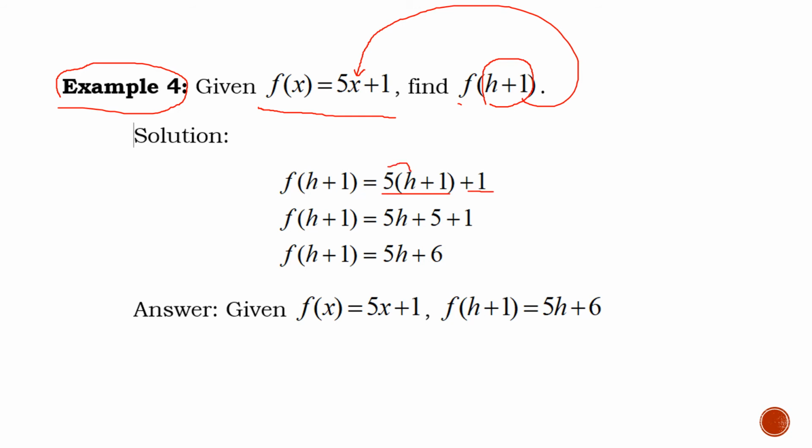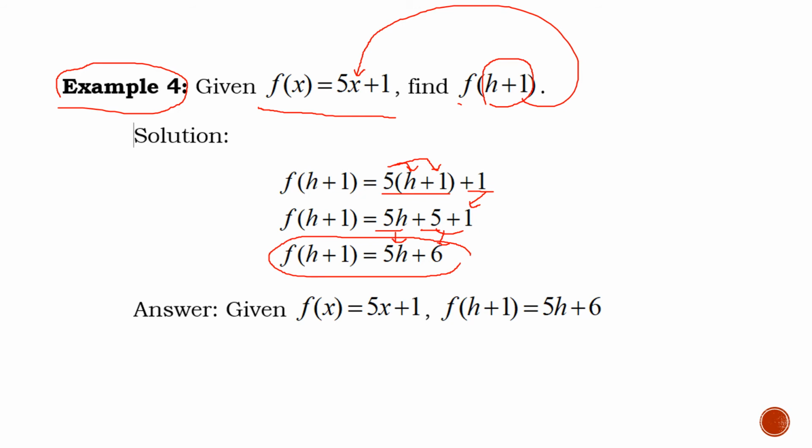Now we simply distribute this 5 to h and 5 to 1. That's why it's 5h and positive 5. So we copy the positive 1 here. We copy the 5h, then we add this 5 and positive 1. That's why it's equal to positive 6. So there is no reason for us to simplify this 5h plus 6 further. So 5h plus 6 is your final answer for this example number 4.